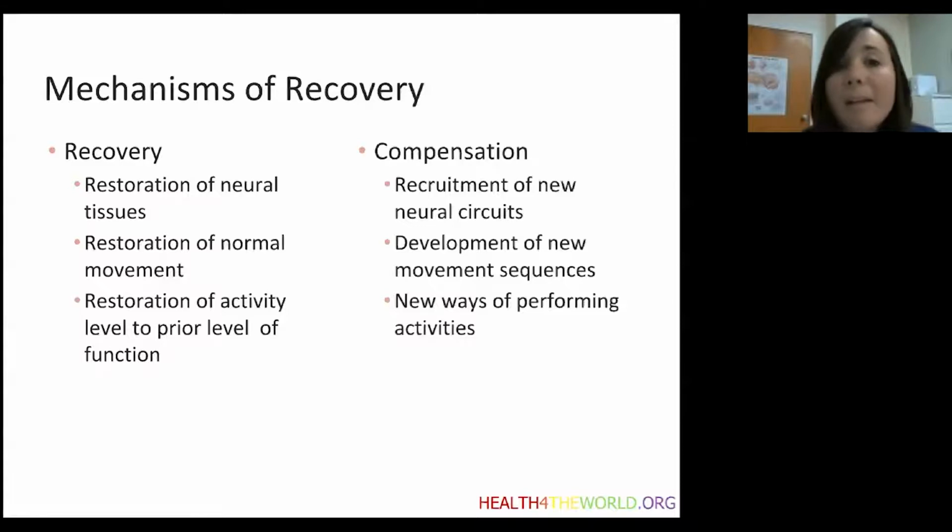In the event, once you start to get closer towards the end of your 6-month period and you're still having difficulties doing your regular tasks such as transferring in and out of a chair or bed, or even just moving around and starting to stand and walk, you're then going to start to move on towards the second stage of recovery, which is compensation. And in this stage, you're really working on recruitment of new neural circuits, developing new movement strategies, and ultimately new ways of performing an activity. So we're starting to get modifications or adaptations to doing the same task, but in a slightly different way than what normally would happen.